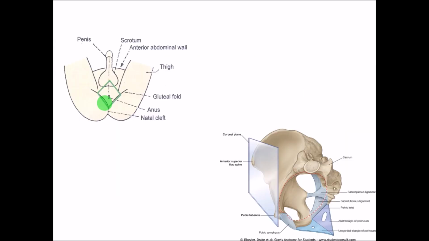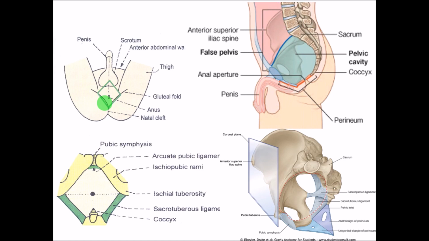This is Dr. Yusuf. To begin with, in the lower part of the trunk, there is a diamond shaped structure. This is called the perineum. So this diamond shaped structure is called the perineum. It is divided into two parts, the anterior as well as the posterior part.